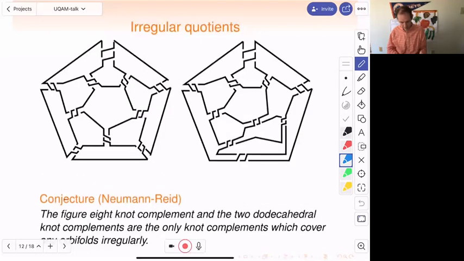Right. So I was going to shift over and talk about irregular quotients, but I figured I should maybe take a slight break to pause for questions here if anyone has them.